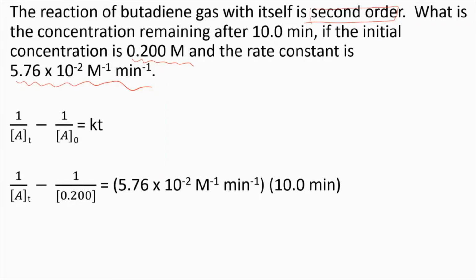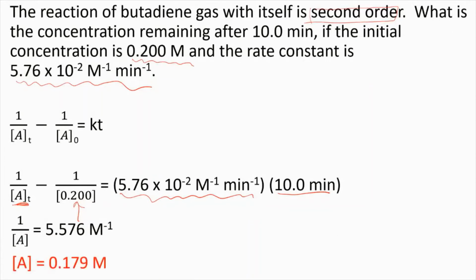Now we are looking for our final concentration here. I knew my initial concentration. Here is my rate constant. Here is my time. So when I do this, I end up with 1 over concentration equals 5.576 molar to the negative 1. And then when I solve for A, I get 0.179 molar. Again, please plug this into your calculator. Pause this video. Make sure that you get this value.